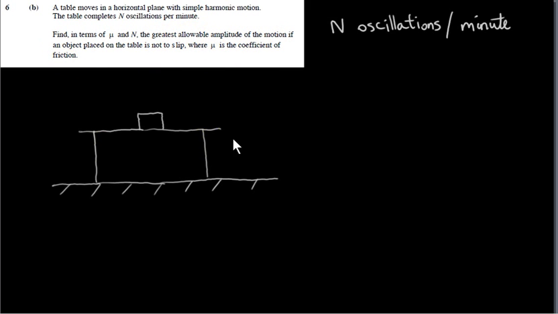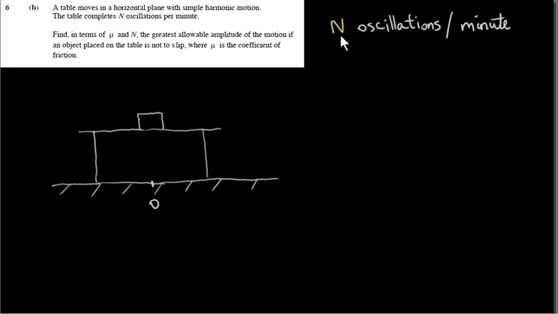So this table oscillates left and right about an equilibrium position. The equilibrium position could be here, so we could say this is 0 on the ground, underneath the center of the table. It does n oscillations in 1 minute, so it goes back and forth through its equilibrium position n times per minute.